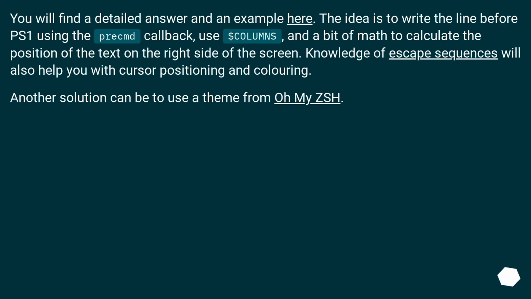You will find a detailed answer and an example here. The idea is to write the line before PS1 using the precmd callback, use $COLUMNS, and a bit of math to calculate the position of the text on the right side of the screen. Knowledge of escape sequences will also help you with cursor positioning and coloring. Another solution can be to use a theme from OhMyZSH.